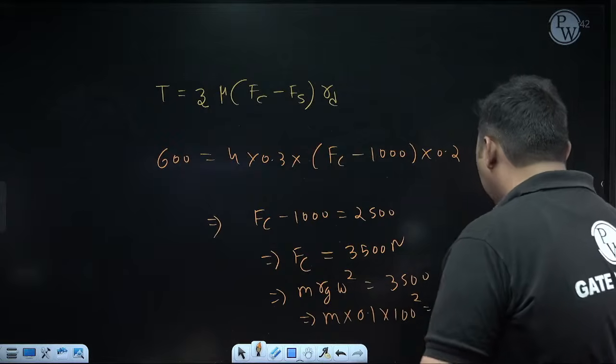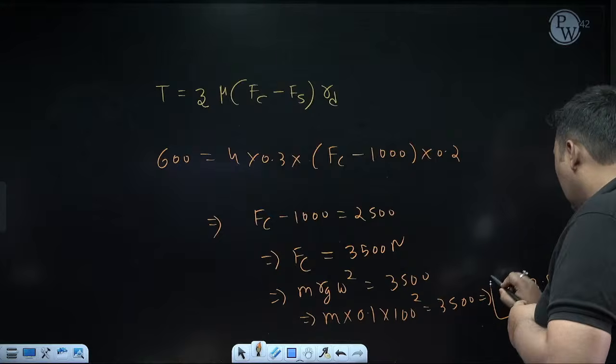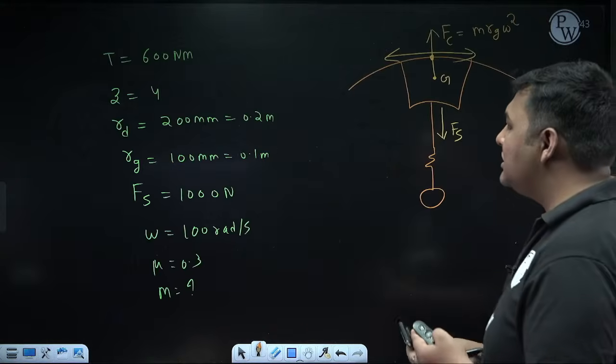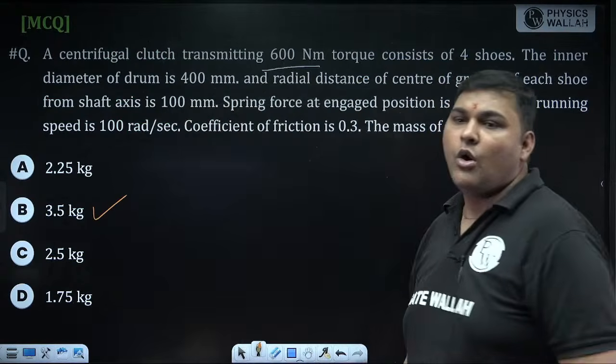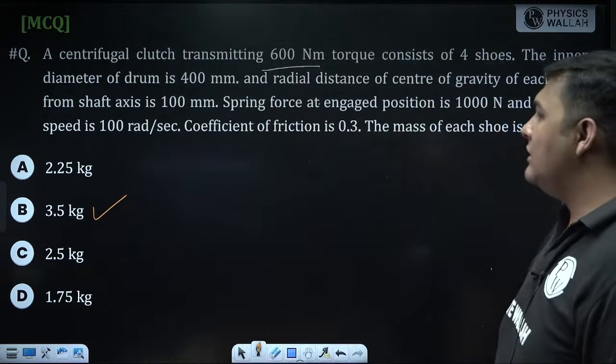Now how much it is coming? 3.5 kg. You can check the calculation. Clear? So for this question, the required mass of shoe is 3.5 kg. Very good. Appreciate yourself. Matching with which option? Option B. So for this question, B is correct. Okay. Now moving ahead.